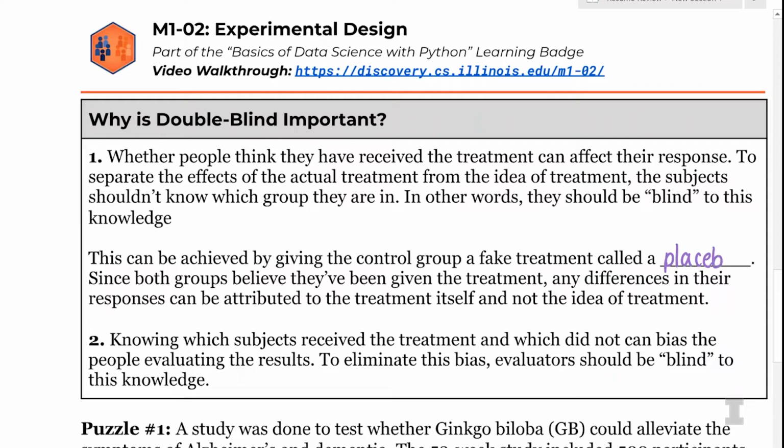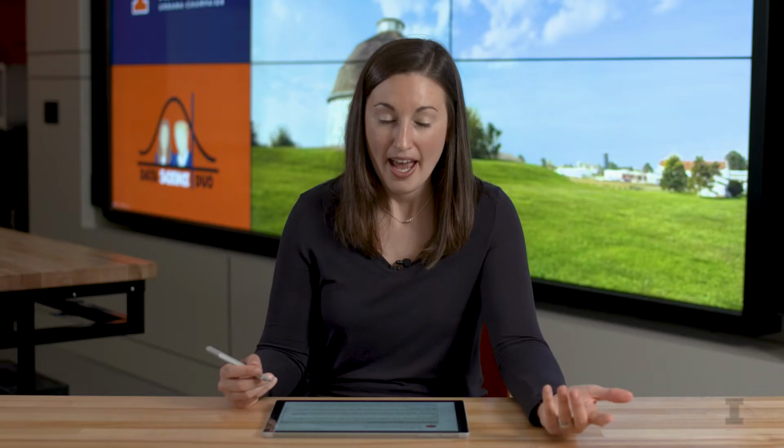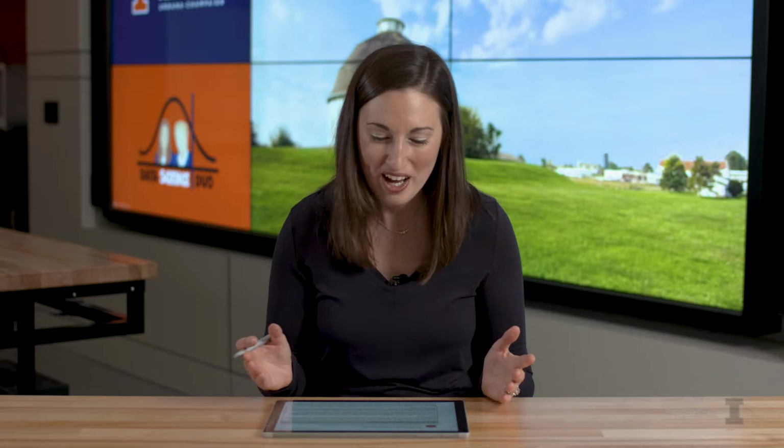And the placebo makes it easy to have the subjects be blind and not know which group they're in. If the control group gets a placebo, both of the groups don't know whether or not they've been given the treatment. And so the responses can be attributed to the treatment itself and not the idea of the treatment. So the placebo effect basically says that sometimes when people get a fake treatment, they might psychologically think that they're doing better, but really they're not actually.